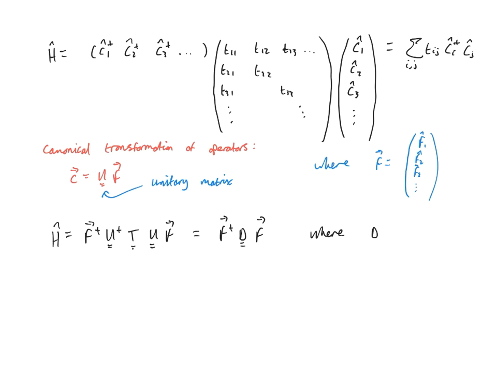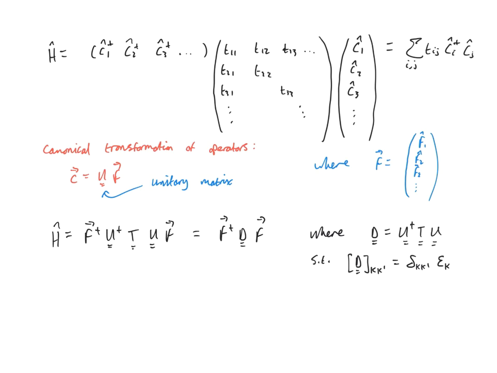Where this D matrix is just defined as being U dagger T U, such that it's a diagonal matrix with elements k, k primed equal to the Kronecker delta k, k primed, meaning that there's only non-zero for k equals k primed, and the element along the diagonal is called epsilon k.